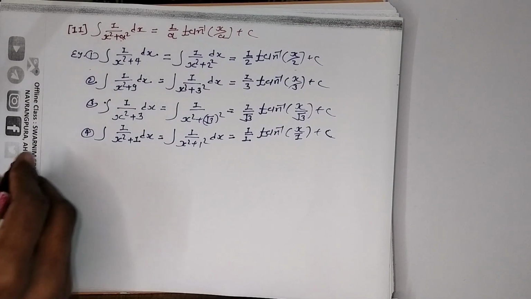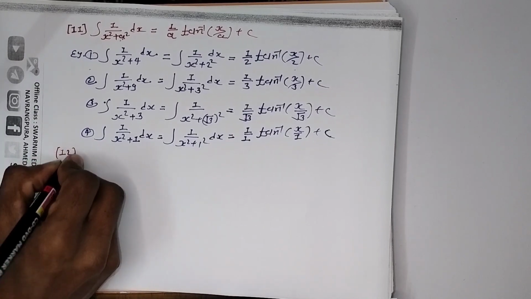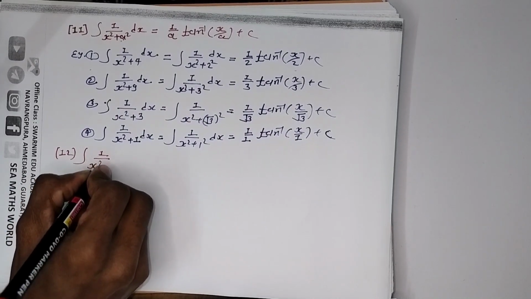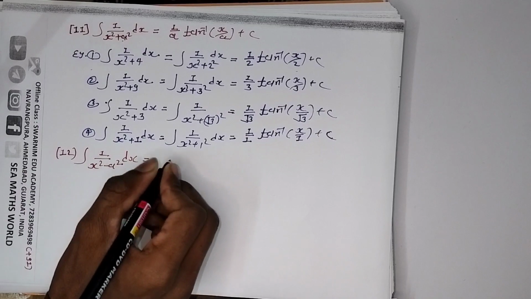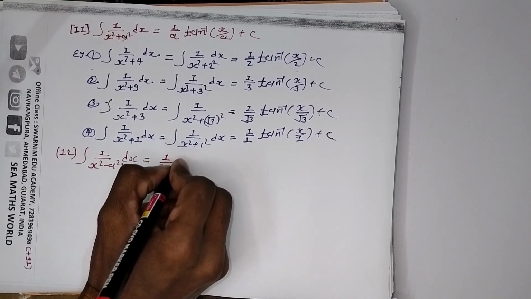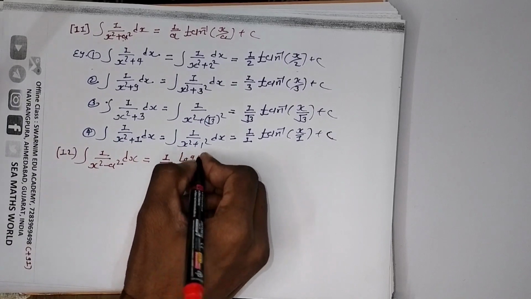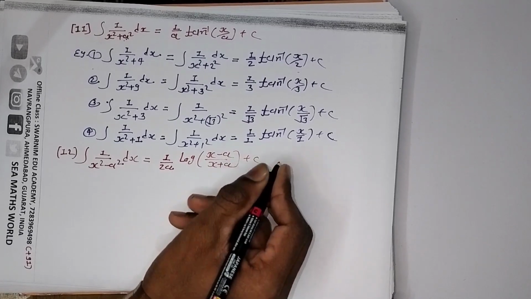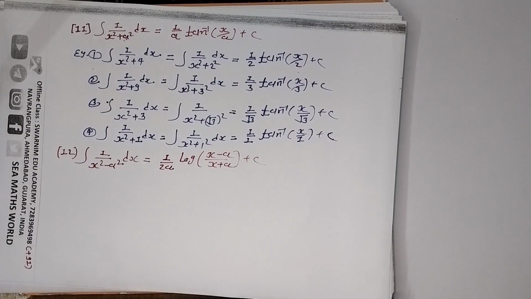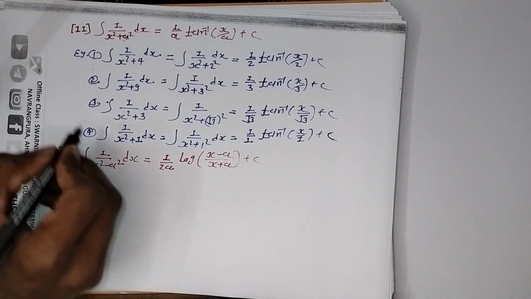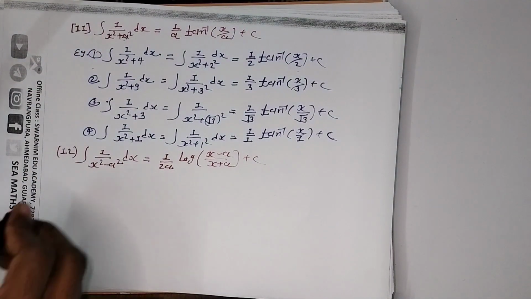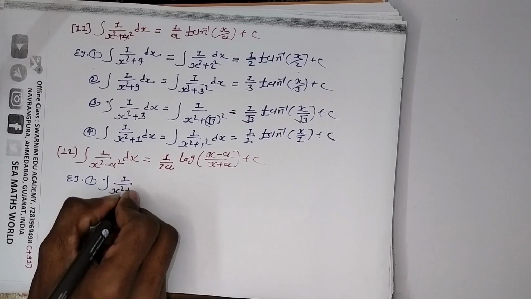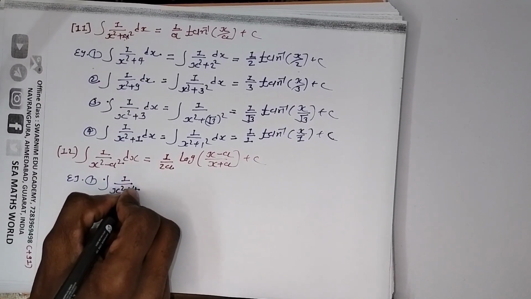Now we'll jump to the next formula, number 12. Instead of plus, if it is given minus a square, at that time the integral is equal to 1 upon 2a log of x minus a upon x plus a. See, if it is minus instead of plus, the formula changes entirely. Let's understand through the example 1 upon x square plus 4. Sorry, minus, because we have changed it, x square minus 4.